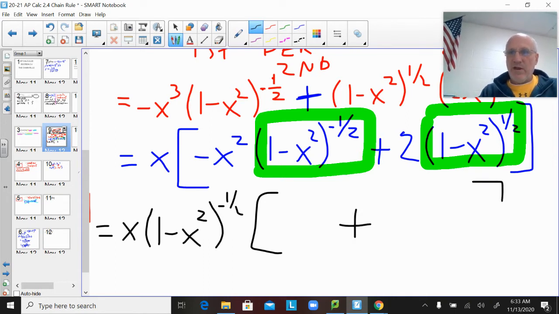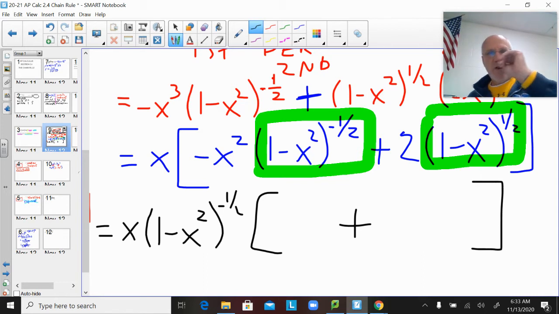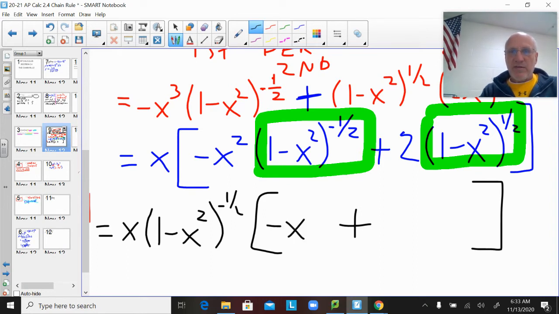Helps me to keep track of the skeleton form. So to the left of the plus sign, we like this, right? Because to the left of the plus sign, the entire (1 minus x squared) to the negative 1/2 was the GCF. I think all I have left is negative x squared. And that's all that there is to the left of the plus sign.